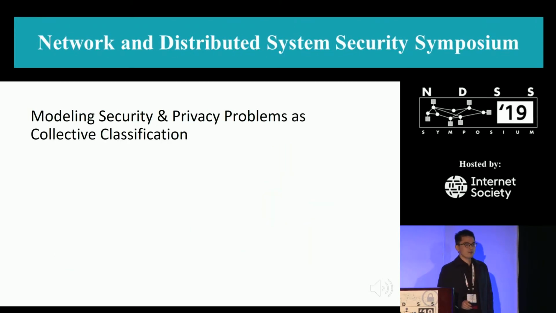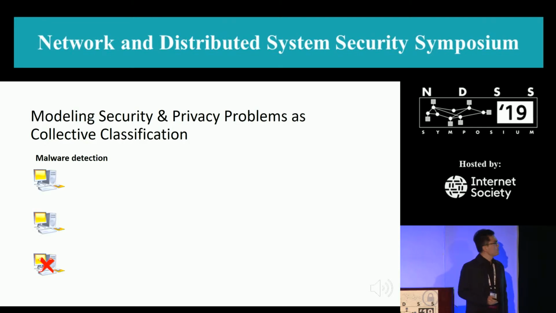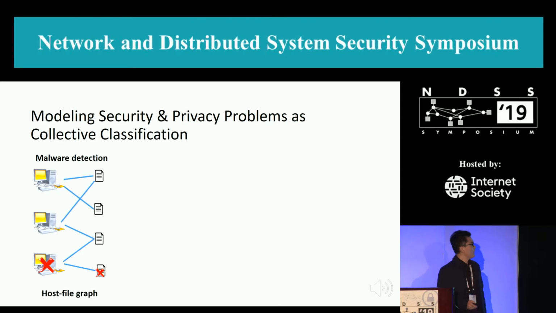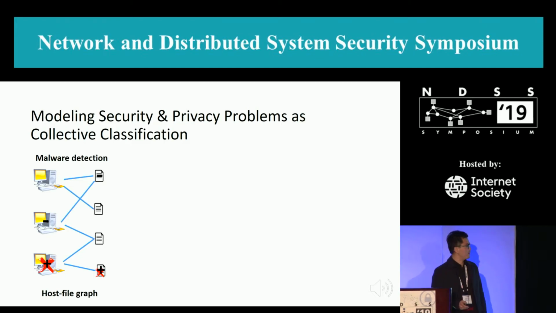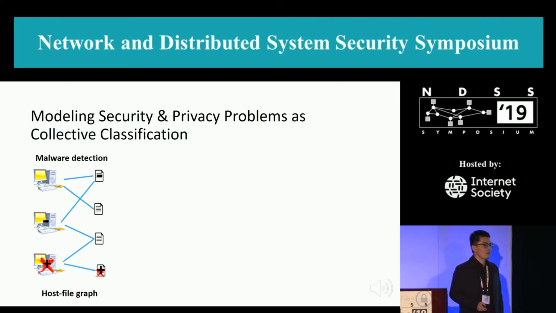Studies from multiple research communities have shown that security and privacy problems can be modeled as collective classification on graphs. For instance, in malware detection, we have a set of hosts and a set of files, and a host-file graph is constructed between them. Positive means a compromised host or a malware file, and negative means a normal host or benign file. An edge means that the host has the file.